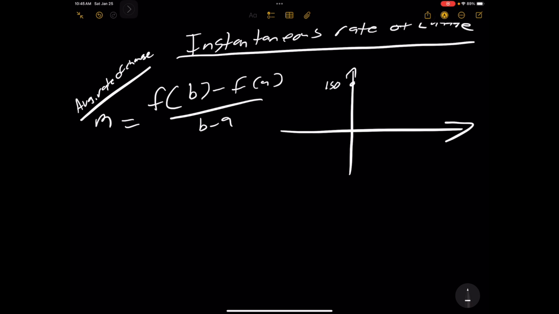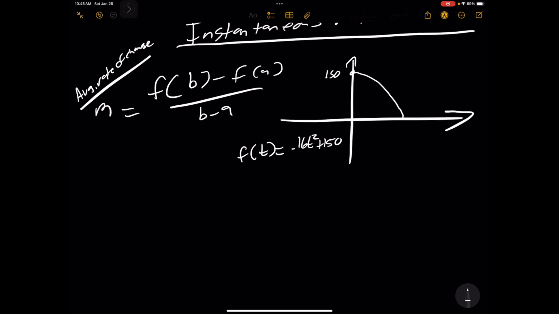And it's slowing down using the function f of t equals negative 16t squared plus 150. And so this is an upside down parabola. When we plug in t equals 0, we're at exactly 150, and as we go forward, we are tending towards a speed of 0. And we might want to know our average speed between 2 points.